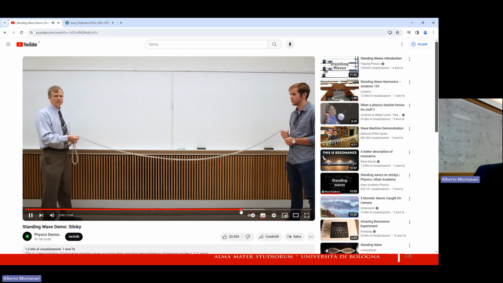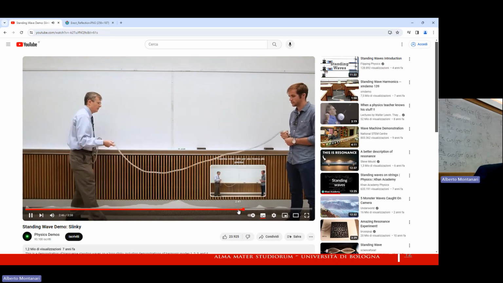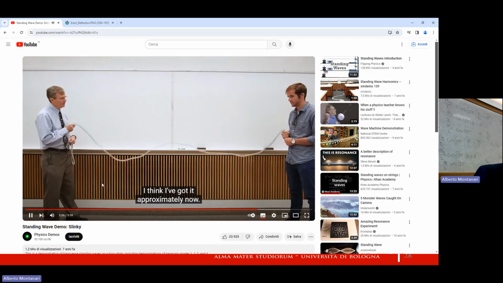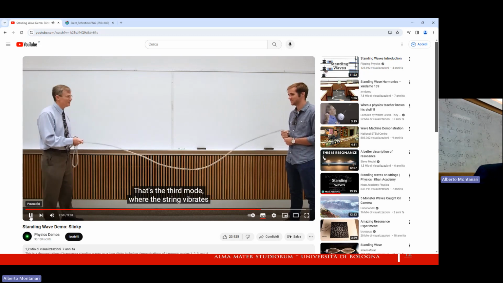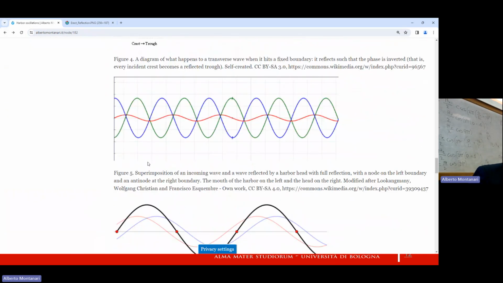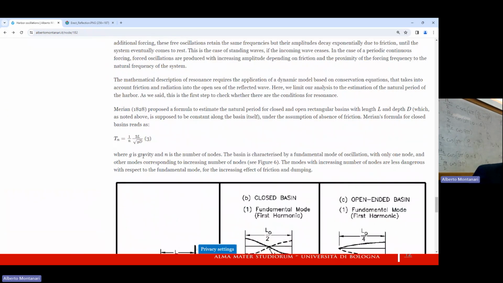Standing wave pattern. Let me try again. So you see that here you have 2 nodes, and you see that the period is still lower. So basically, if you go into the Merian formula here, by considering the case with one node, two nodes, three nodes, you get the different periods of the closed basin. Okay.